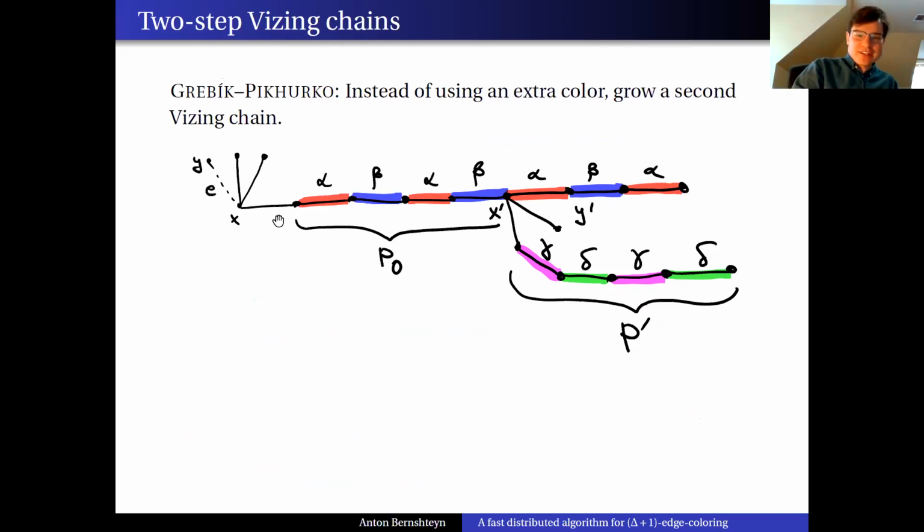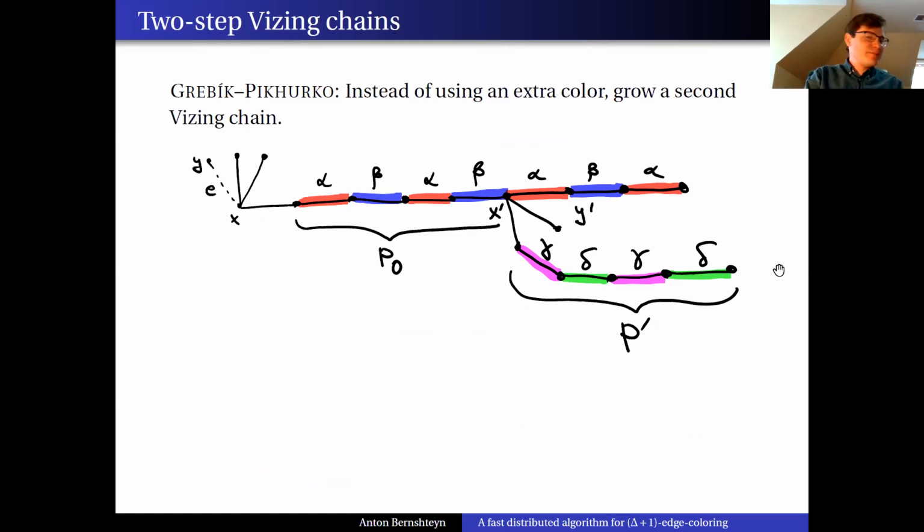So the structure looks now a bit more complicated. We have a fan here and then the path, path, path. Then we stop here at x prime y prime because we don't want the path to become too long. And then we do a different fan and a different alternating path. So the picture, let's call it P prime, looks somewhat like this.